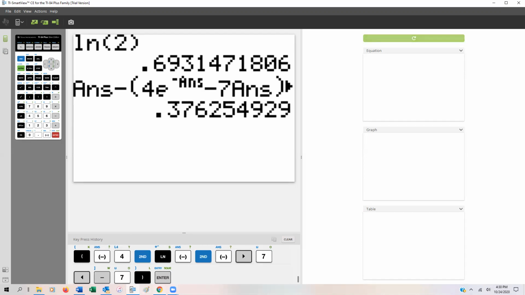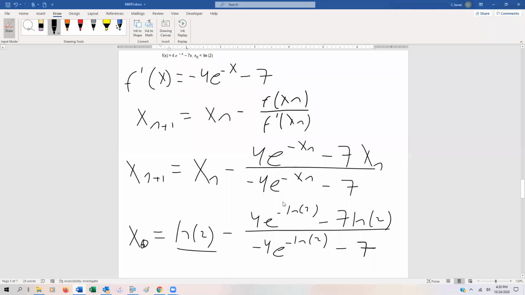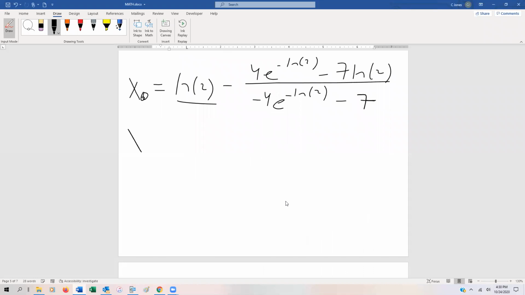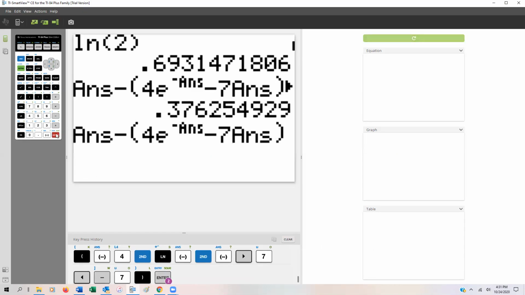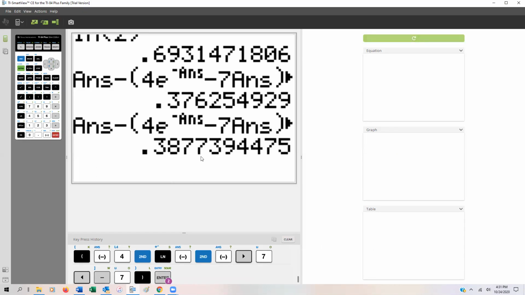All right, and I'll show you how, after we're done with this, to make sure that that makes any sense whatsoever. Because we get these answers, and how do we know it makes any sense? So 0.37625 is x1. All right, now we'll hold on to this, but we need x2. All right, and all we have to do now is just hit enter. So I'm just going to hit enter, and we get 0.38774.